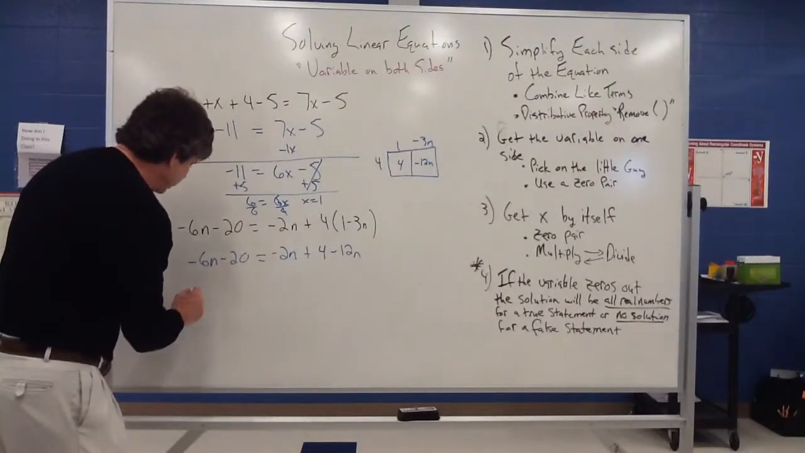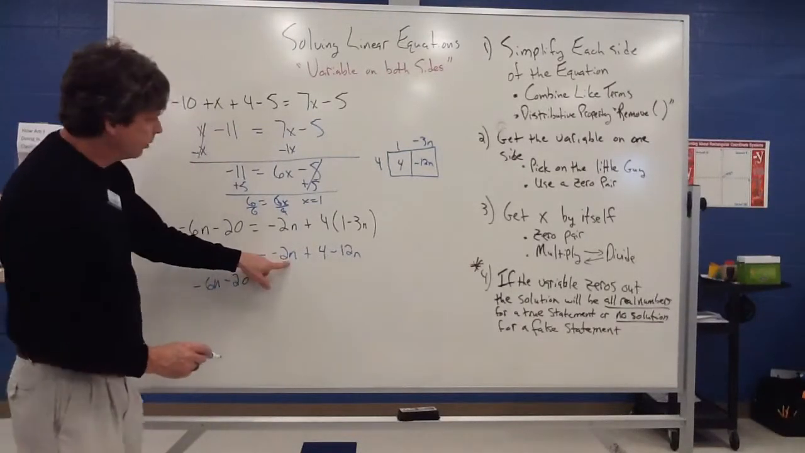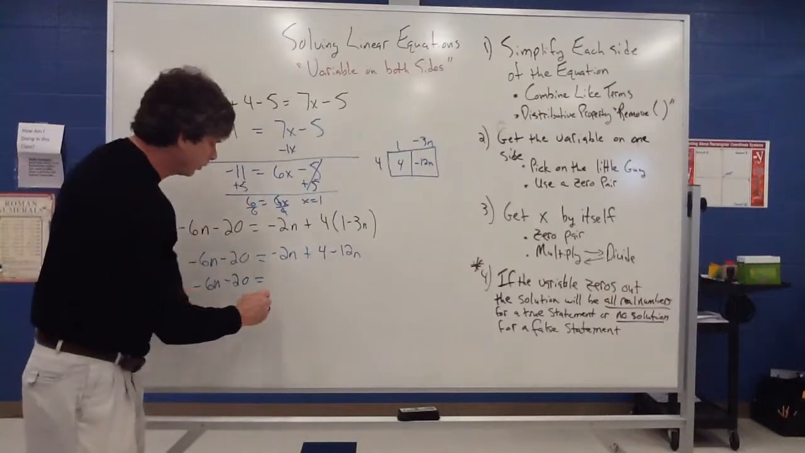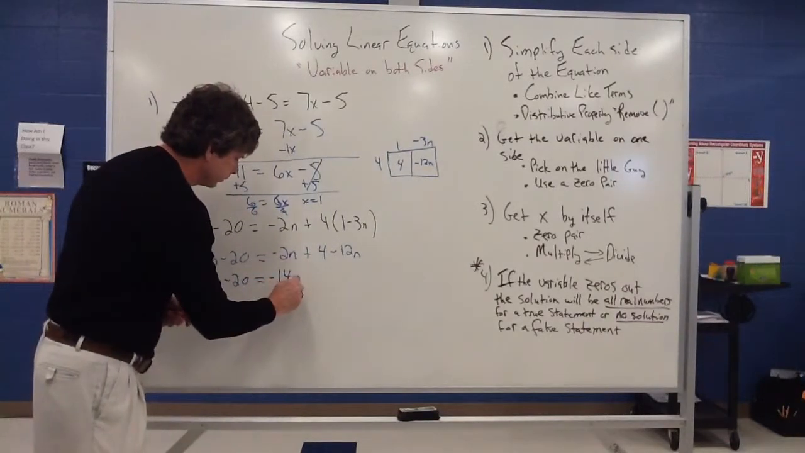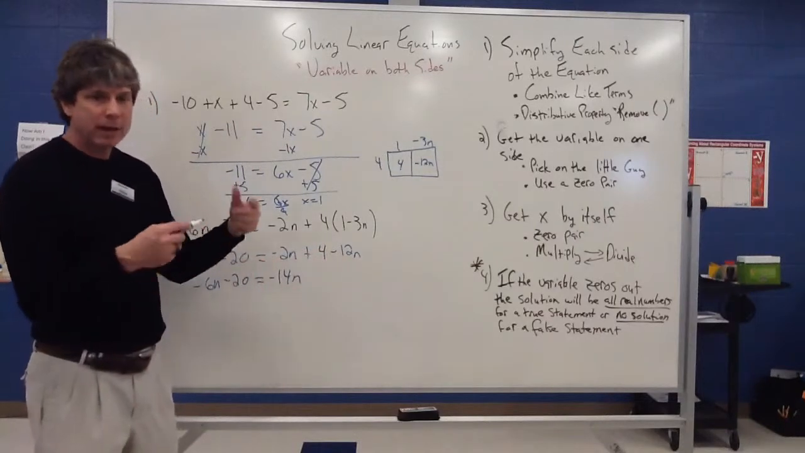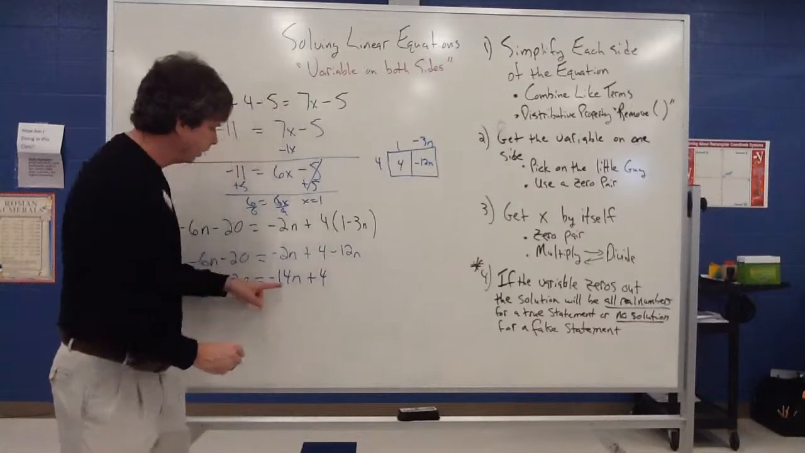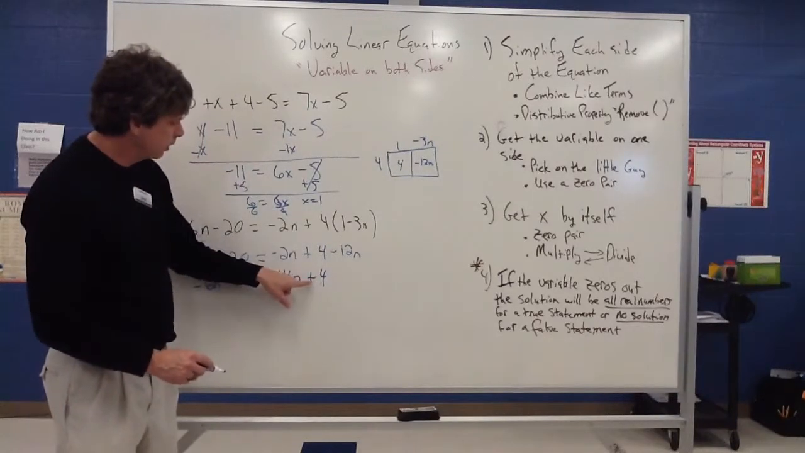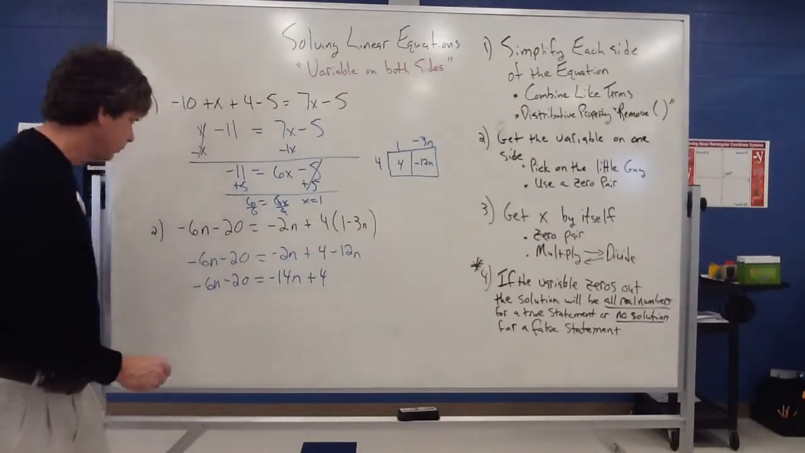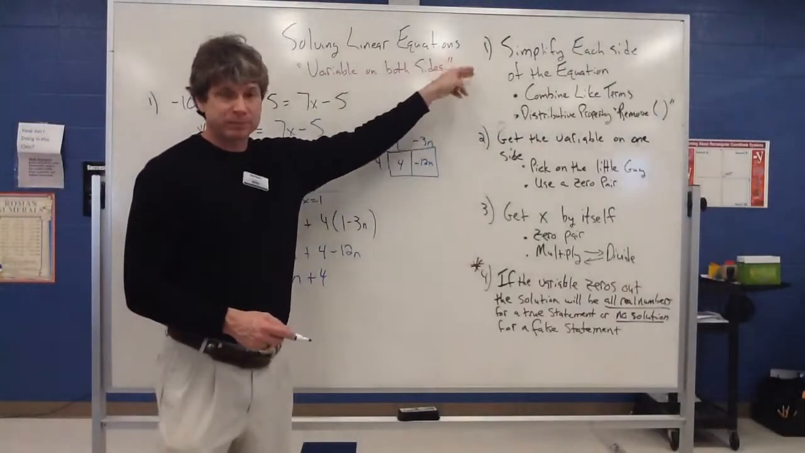So again, I'm going to rewrite this negative 6n minus 20 over here. But a negative 2n and a negative 12n, that's a negative 14n. That's a bunch of negatives. And remember, we talked about coefficients. A negative 2 and a negative 12, that makes a negative 14. And then you bring that 4 in, so I have a negative 14n, and then you bring that 4 down, plus 4. So that was step 1.